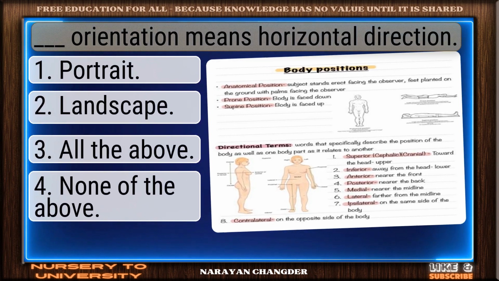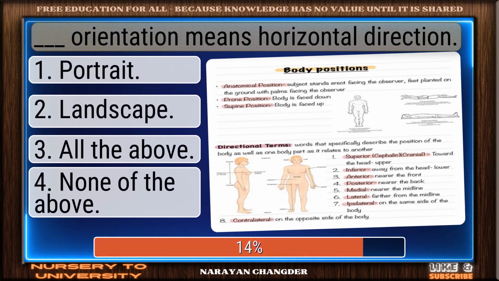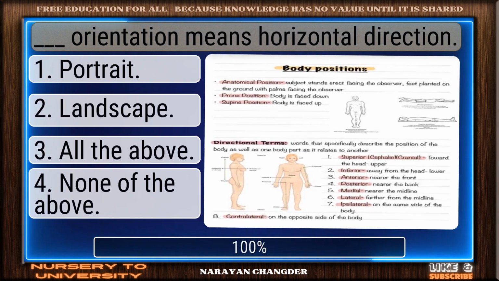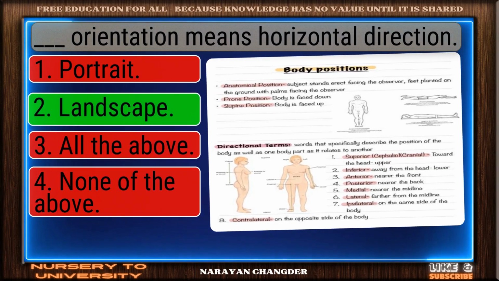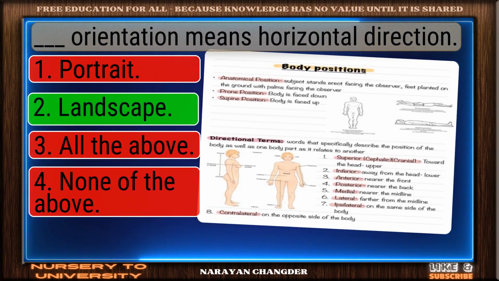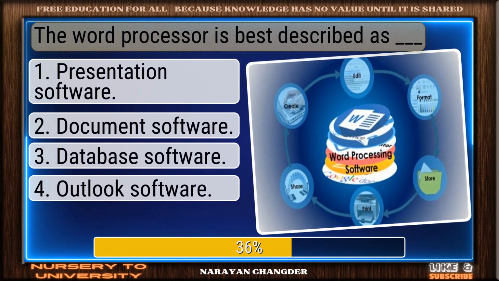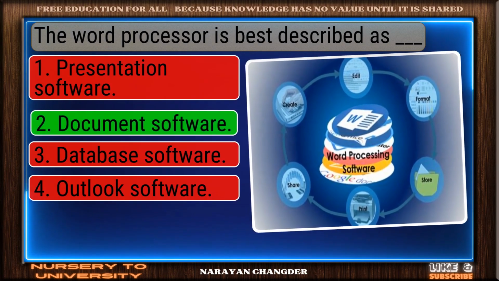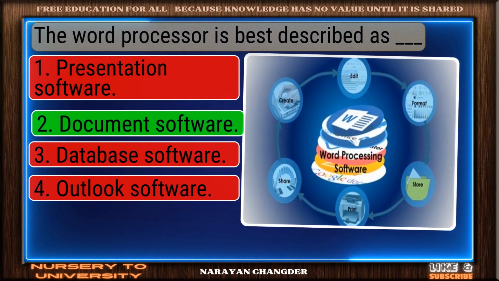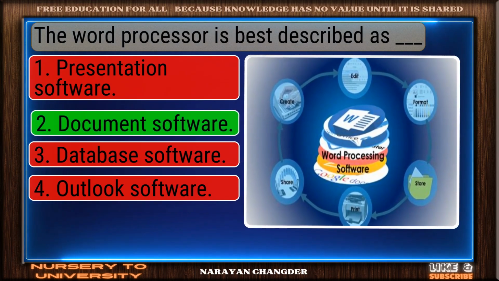Dash orientation means horizontal direction. You chose landscape, and it is correct. The word processor is best described as Dash. Smart pick. Document software is the correct choice.